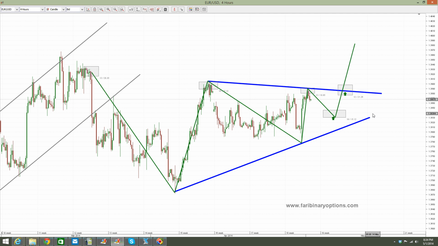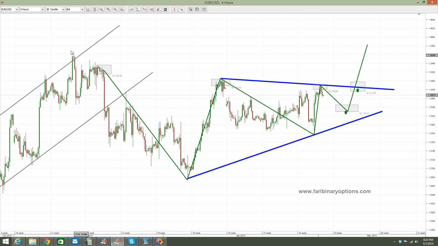However, there is another scenario here, and this is based on the fact that the contracting triangle, the move here, ends with this contracting triangle, which usually is a corrective wave. So it might be that from here this is an X wave, and from here we have the following situation.